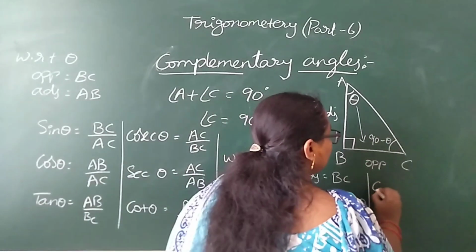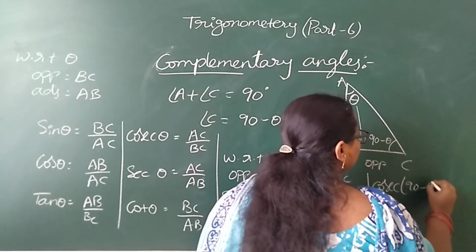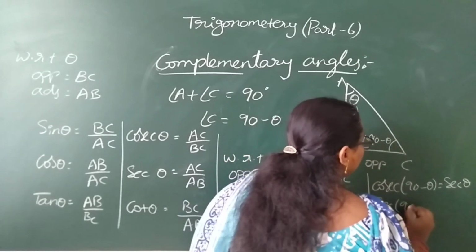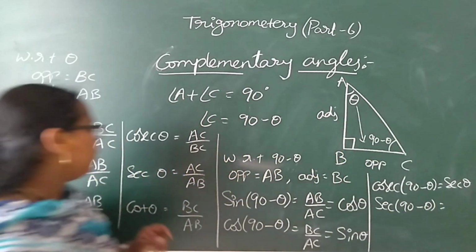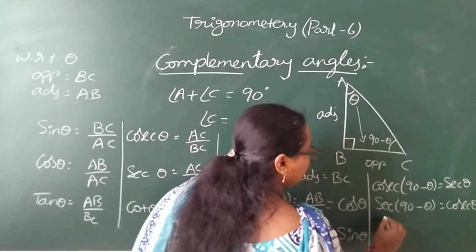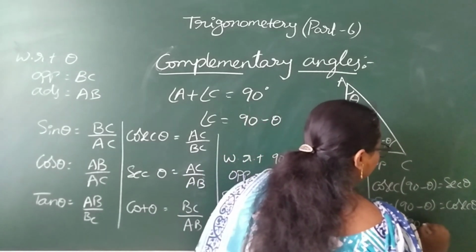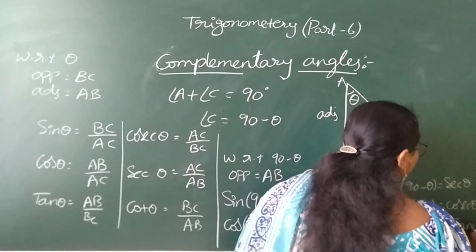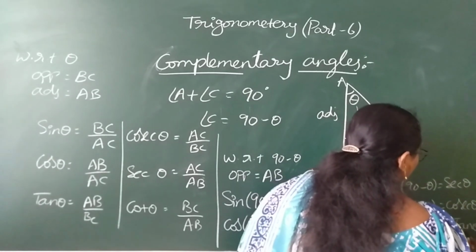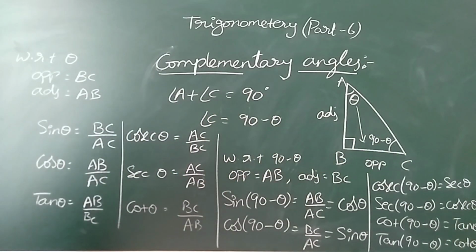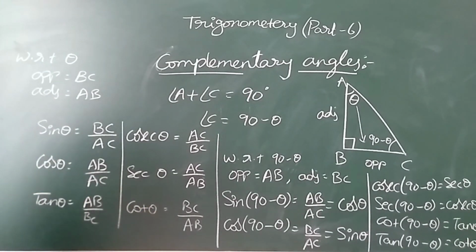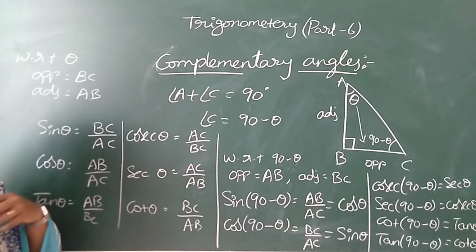Similarly, cosecant of 90 minus theta is equal to secant theta. Secant of 90 minus theta is cosecant theta. You just apply the ratios and you will come to know how it works. And similarly, cot of 90 minus theta will be tan theta, and tan of 90 minus theta will be cot theta. Am I clear? These are the complementary angle relations.